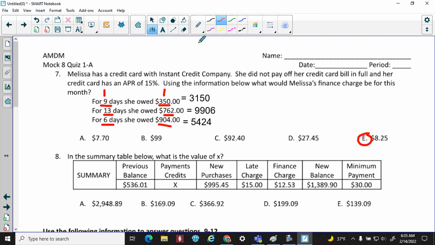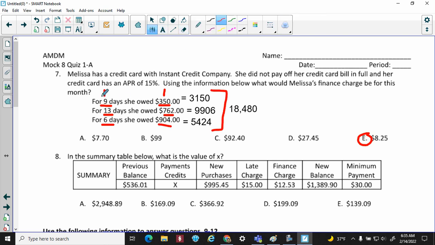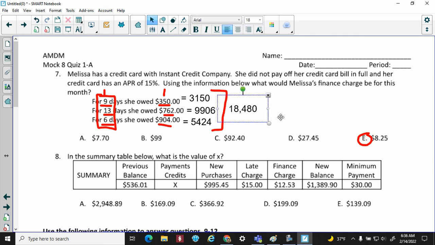Step 2 is to take all of these numbers and add it all up. All right, so when we add all these numbers up, we're going to get 18,480. There we go. Now, the next step is to then divide it by the number of days. So we're going to add up all the days. So 9 days, 13 days, 6 days. That adds up to, I believe, 28. So we're going to take 18,480, divide that by 28, and I get a clean 660.